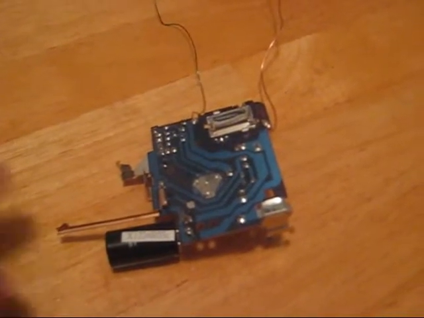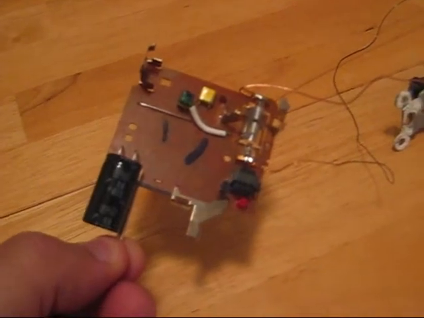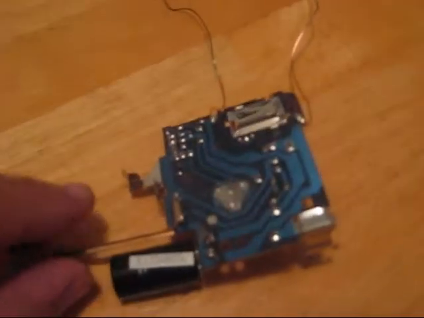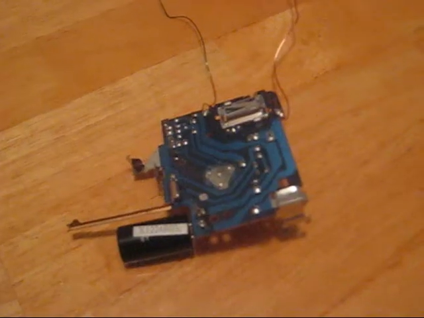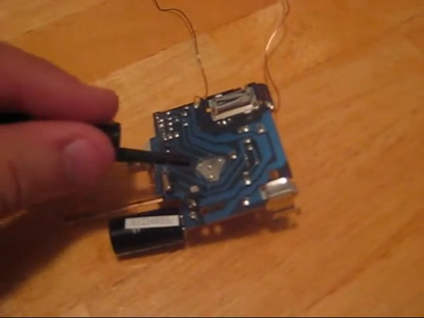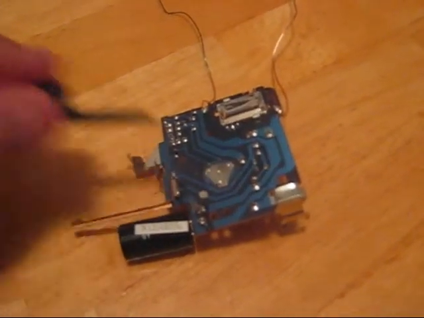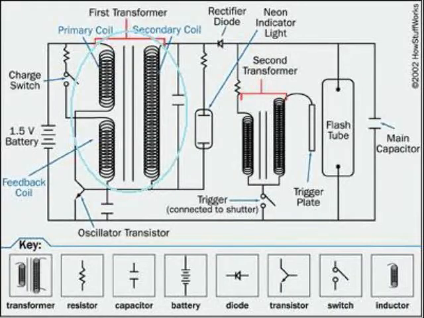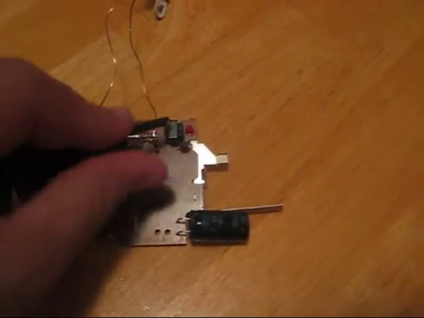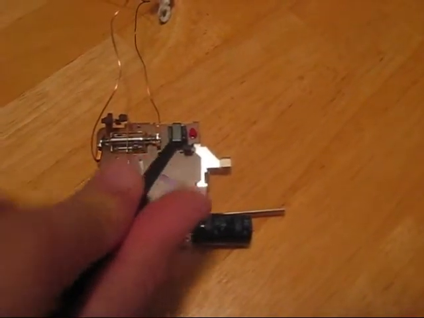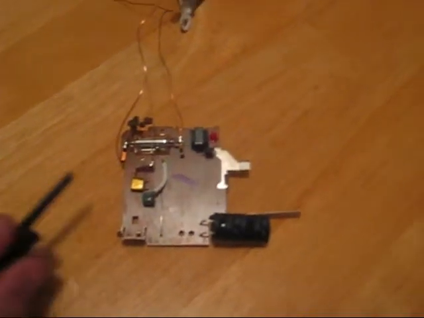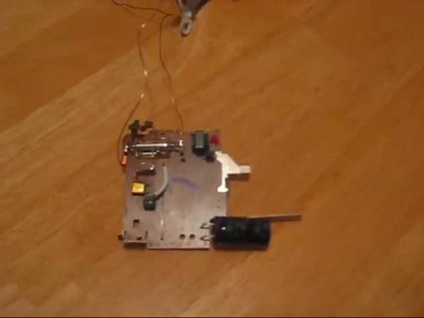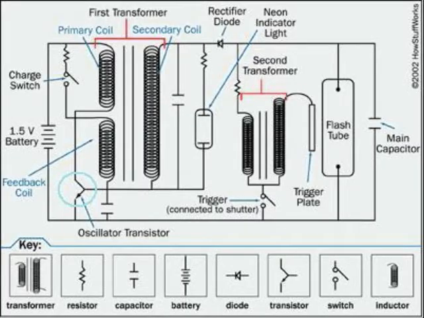This is a circuit board for a flash from a regular disposable camera. This is the charge switch. This is the first transformer, consisting of a primary coil and a secondary coil, and also a feedback coil. This is the second transformer, consisting of a primary and a secondary coil. This is the transistor.